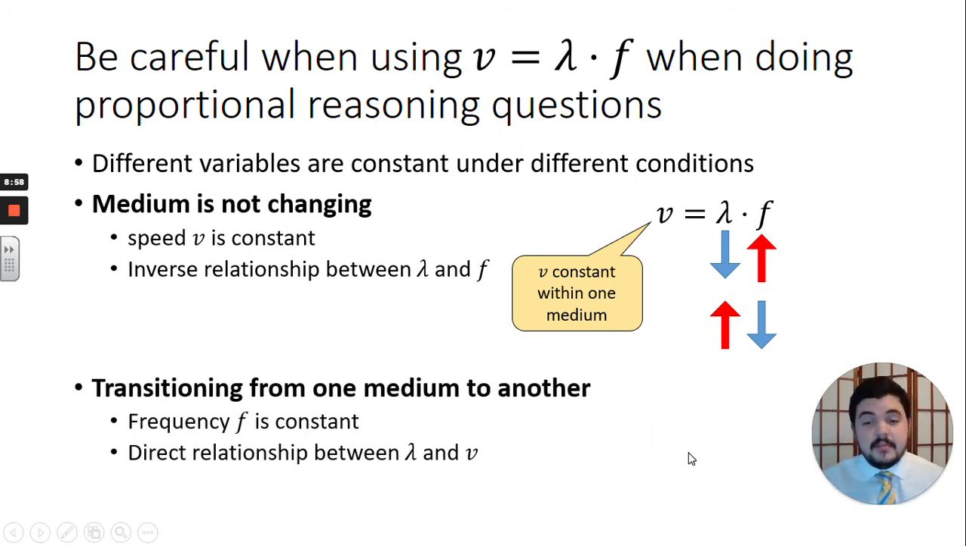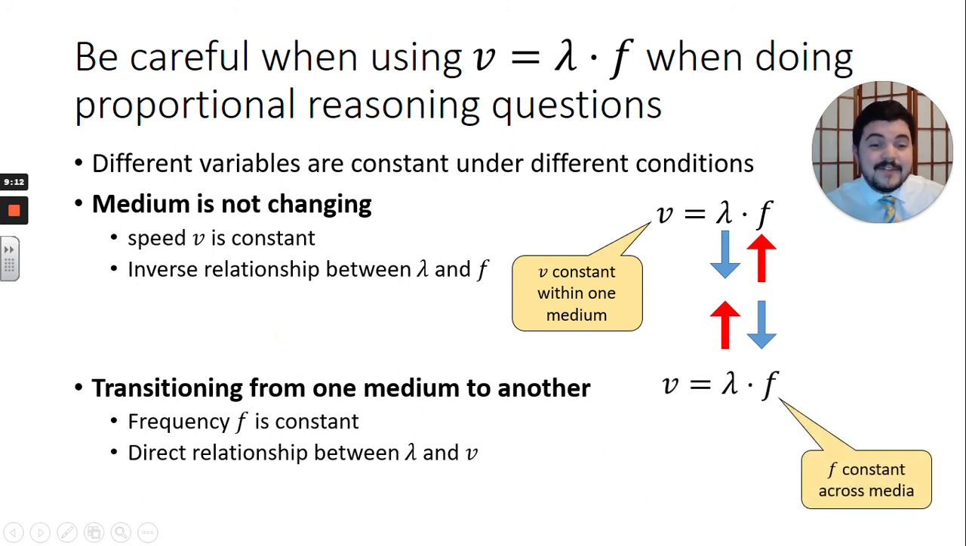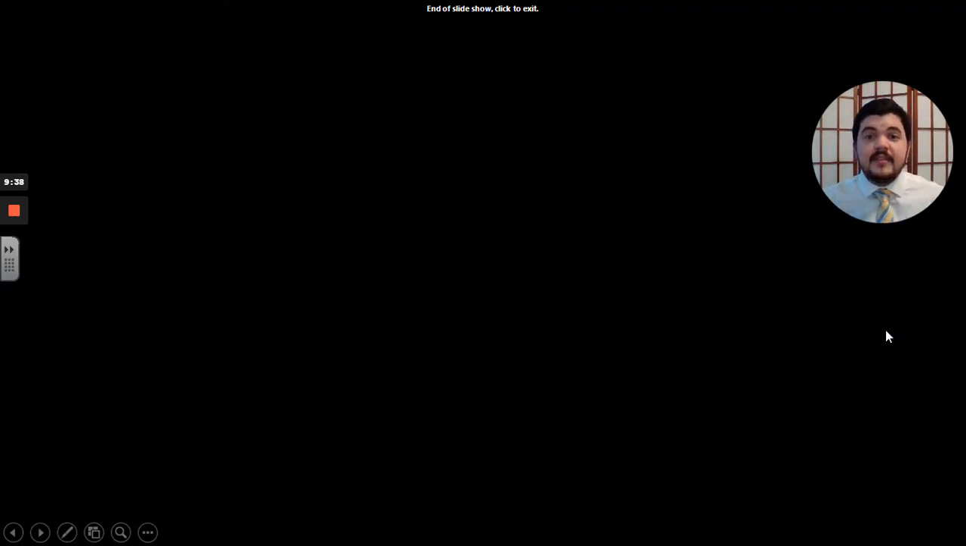If you're transitioning from one medium to the other, on the other hand, which is what we just described on the previous slide, frequency f is what is constant, and then we have a direct relationship between wavelength and speed. So same equation, but now it's f that's constant. So a decreasing speed means a decreasing wavelength, and an increasing speed means an increasing wavelength. So all the information you need is there, but you need to keep in mind what is constant under what conditions. Same medium is same speed. Transitioning from one medium to another is same frequency with different speeds. That's the end of this slide. That's our introduction to the concept of index of refraction, which is our optical density and tells us how much light will slow down when it enters the medium.